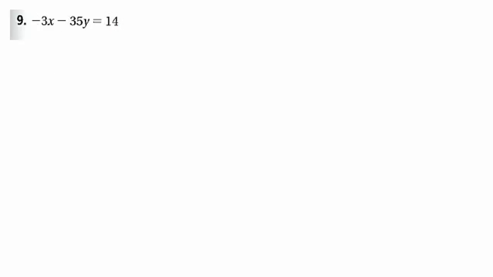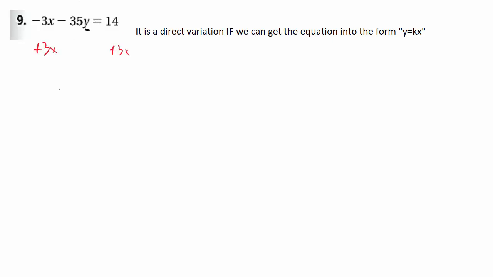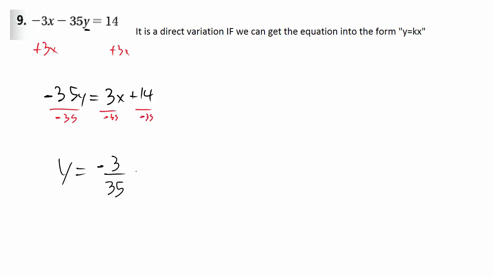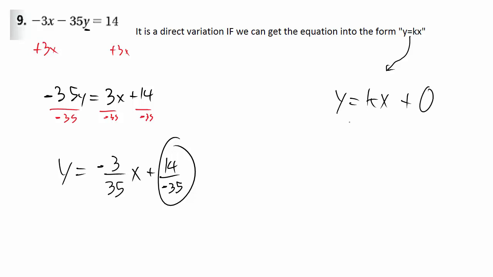Number 9, I'm going to get y by itself. Because if we can get it in the form of y equals kx, if it's a direct variation, you can solve for the k. So I'm going to move the negative 3x over by adding it to both sides. I have to divide by the coefficient of y to get y by itself. And once I do that, though, I don't get y equals kx.